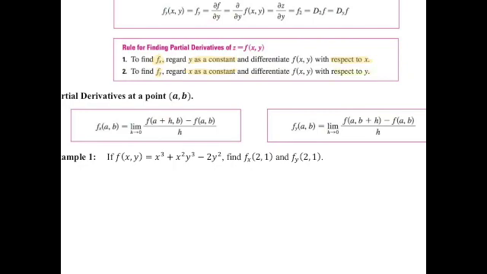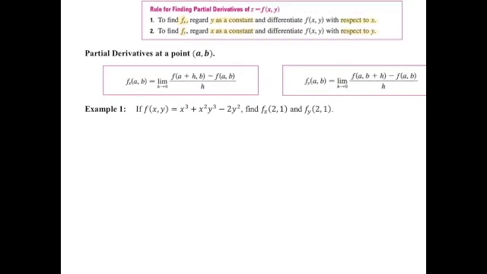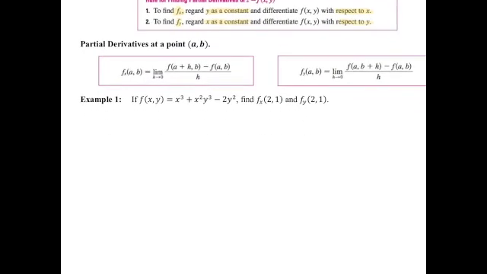Below are the limit definitions of a derivative at a point a, b. And what I'm going to do here in example 1 is show you how to take these partial derivatives. Again, it's very straightforward. You just have to practice a little bit, and you will get the hang of it pretty quickly. So we're going to first calculate the partial derivative with respect to x, and we're going to treat y as a constant.